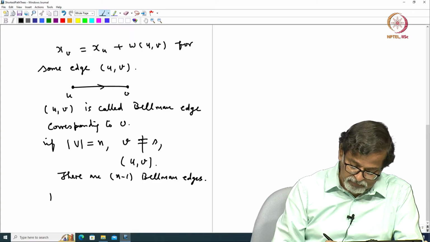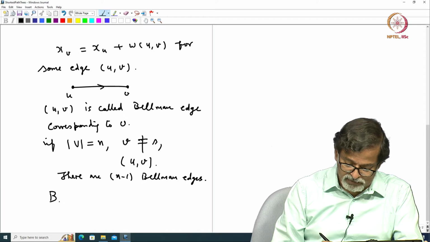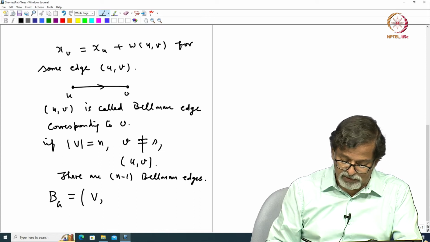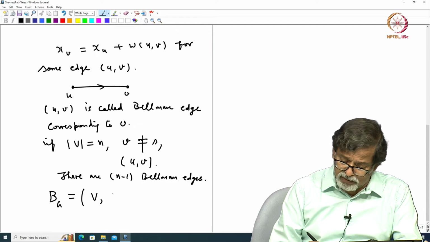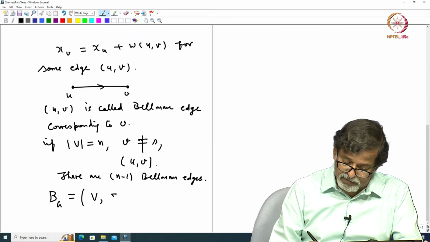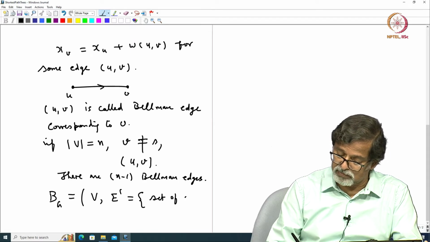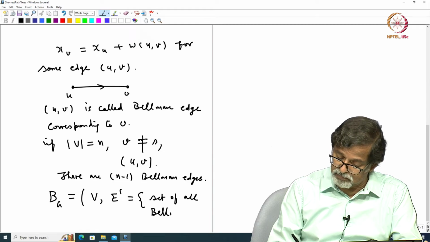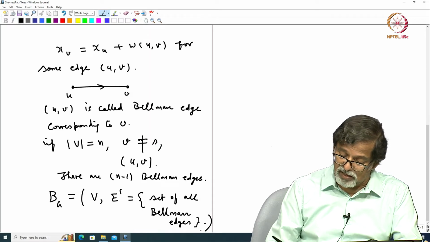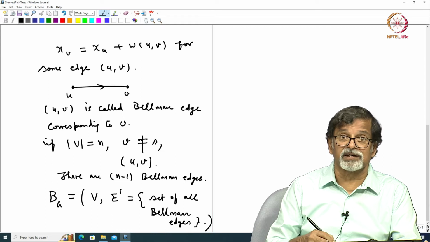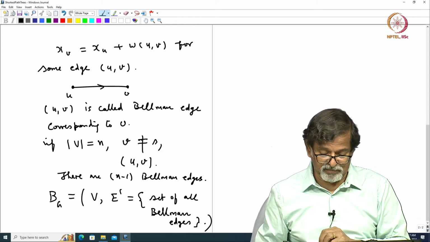So, what is a Bellman graph? Bellman graph B associated with G, you can say the same vertex set, and the edge set E dash is the set of all Bellman edges. So, this is a graph with same vertex set, but only n minus 1 edges. Okay.